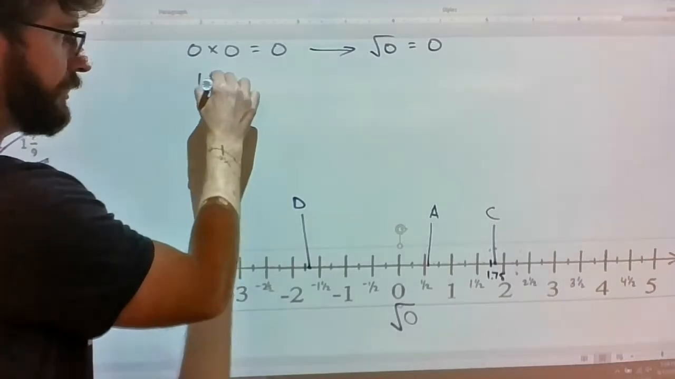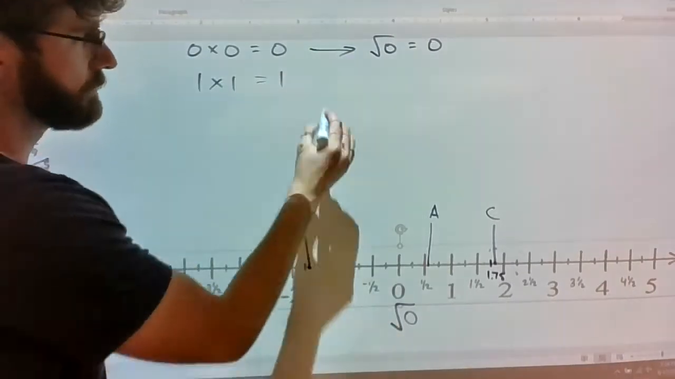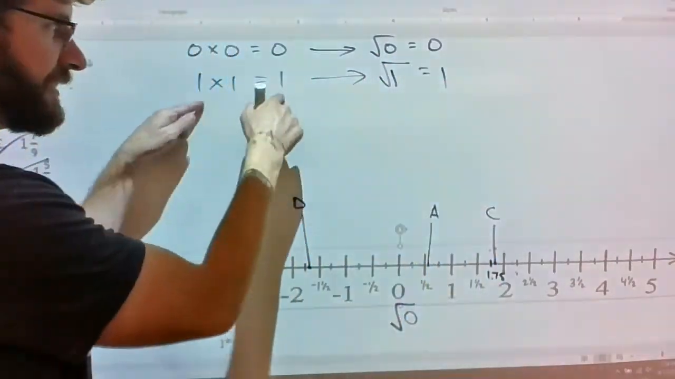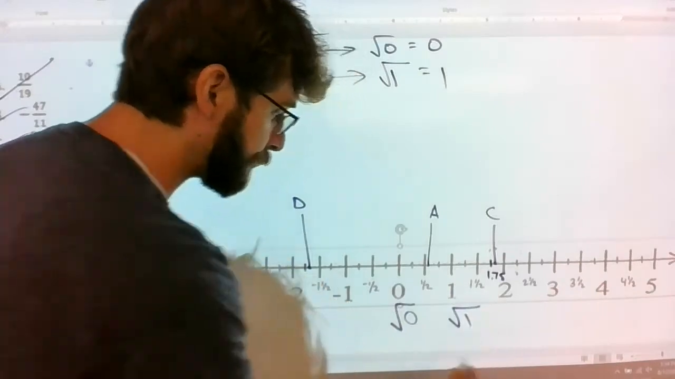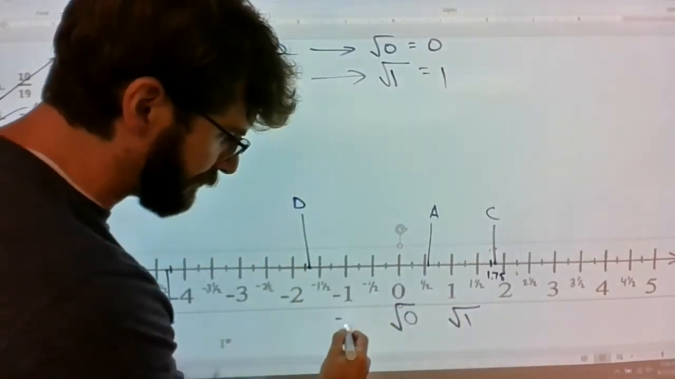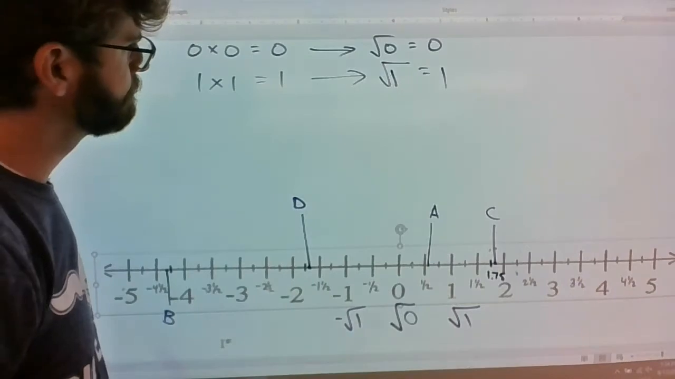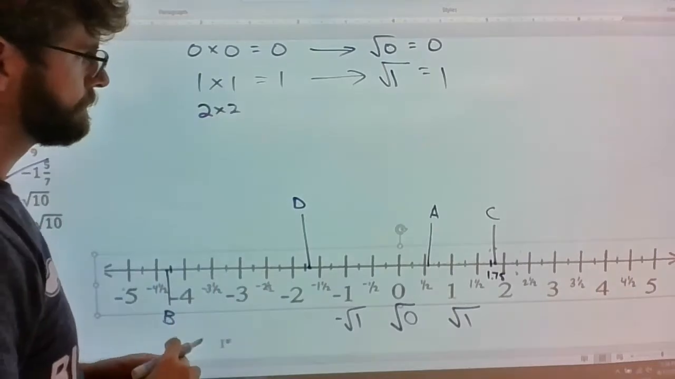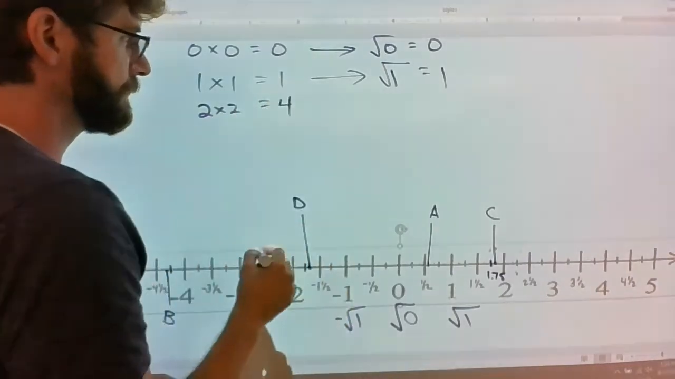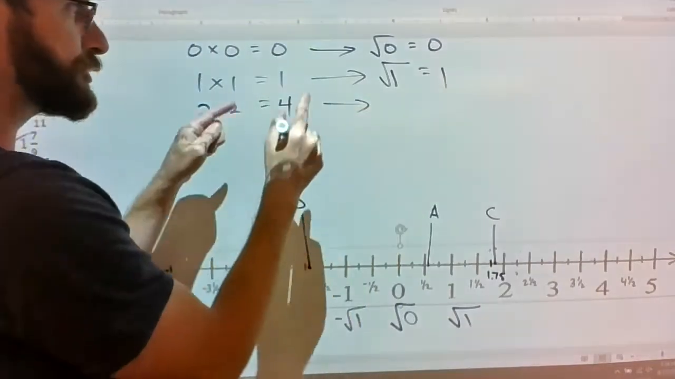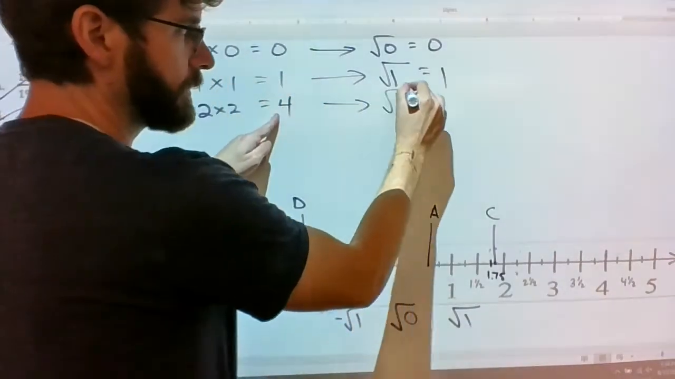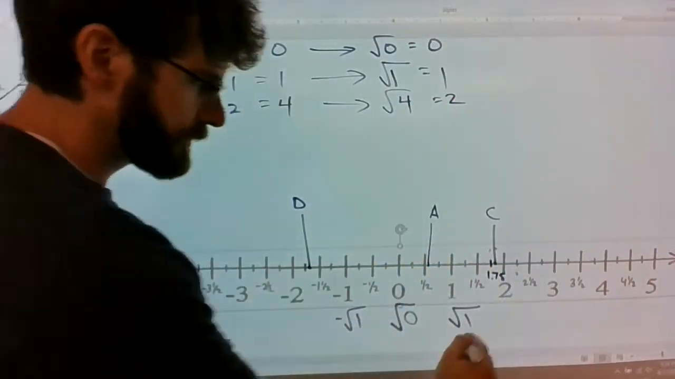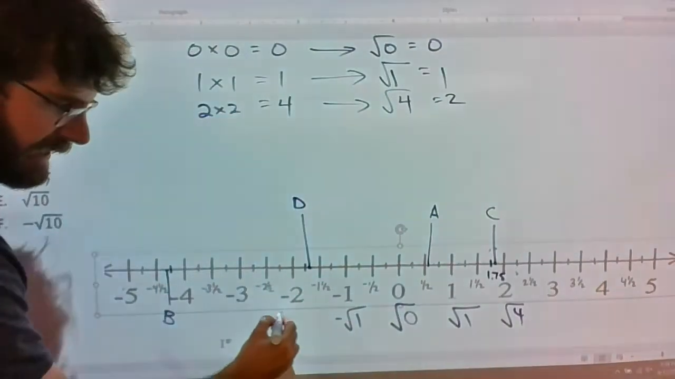So then you could just go through the whole thing. What's 1 times 1? It's 1. So that number times itself would give me 1. And if we're going in the negative direction, I just put a negative in front of the whole thing. Let's move on to the next one. How about 2 times 2? That's 4, right? That means that the square root of 4 is 2. So this is like root 4. This is like negative root 4.